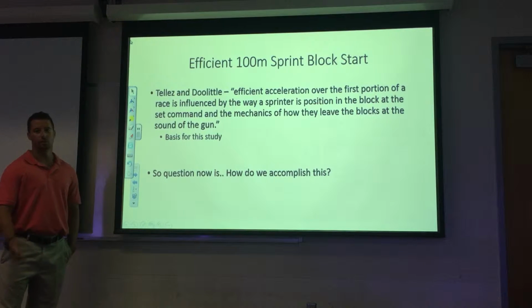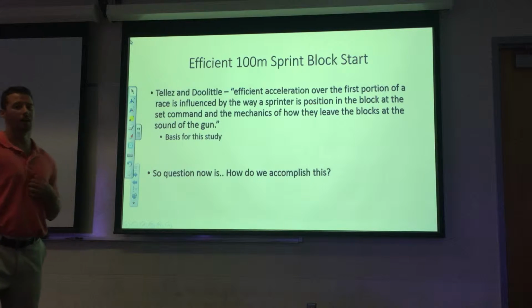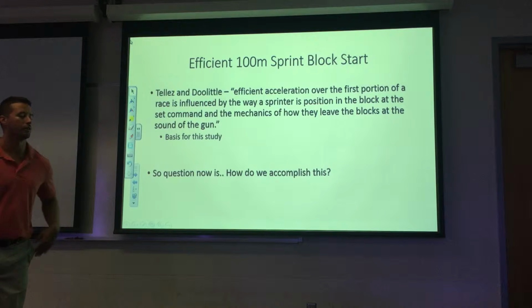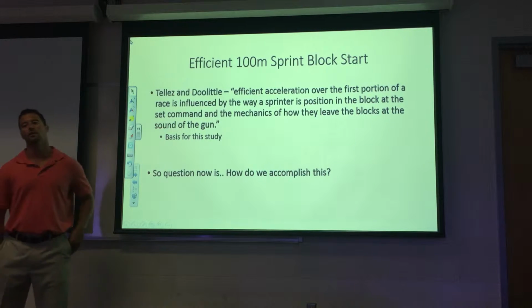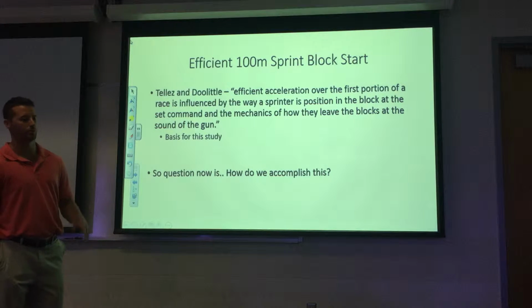So what is an efficient 100-meter sprint start? Lucky for us, I don't have to define it, someone else already did. Tellez and Doolittle describe this as: an efficient acceleration of the first portion of a race is influenced by the way the sprinter is positioned in the blocks at the set command and the mechanics of how they leave the blocks at the sound of the gun. That statement right there is going to be almost the complete basis for this proposal.